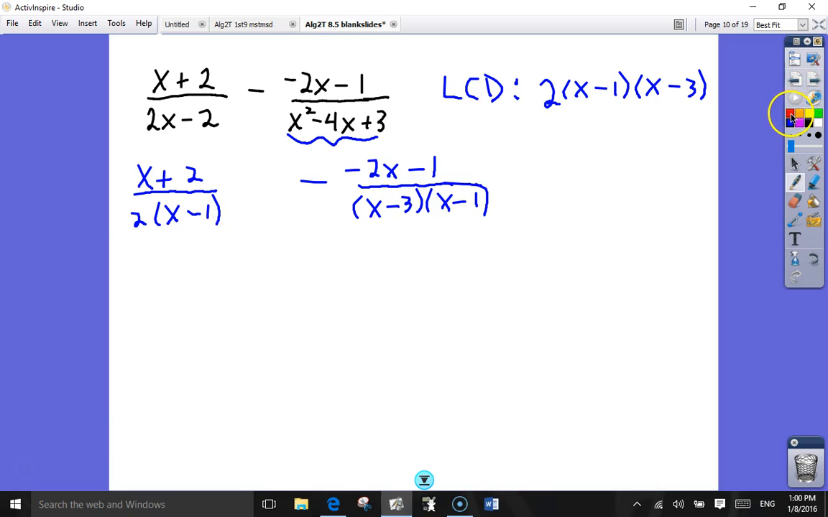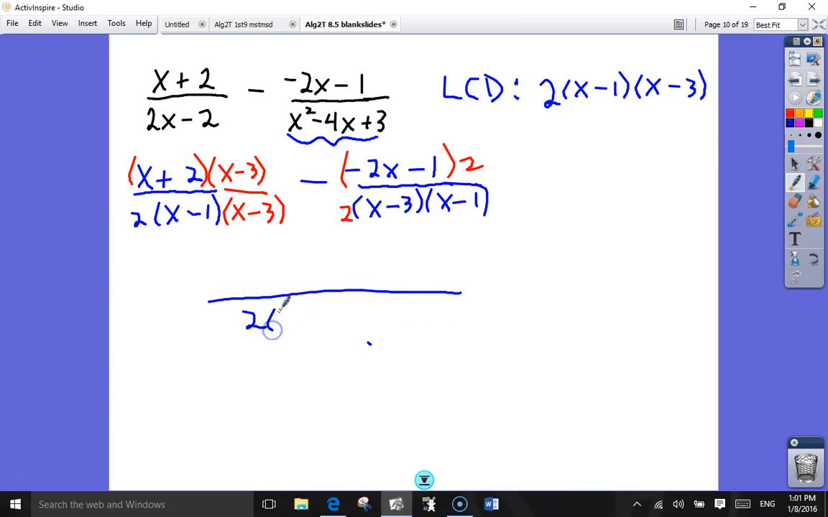Okay, what am I going to multiply the first fraction by? It's missing the x minus 3, right? So multiply by x minus 3 over x minus 3. And what is the second fraction missing? It's just missing the 2. Right. So now both fractions have a denominator of 2 times x minus 1 times x minus 3. So we need to add the numerators.